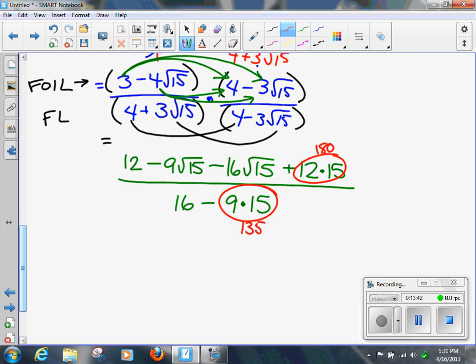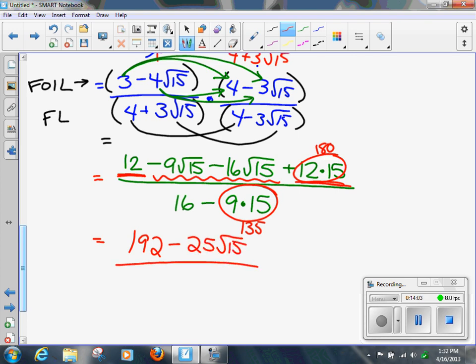Here's how I got those humongous numbers. Take your like terms. 12 plus 180 is 192, right? Negative 9 root 15 minus 16 root 15 is what? That's right, negative 25 root 15. Very good, class. 16 minus 135 is negative 119. Boom.